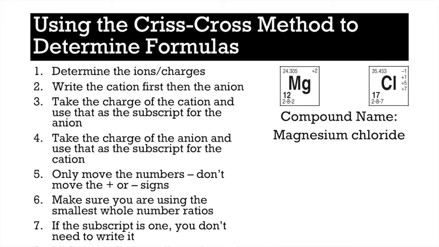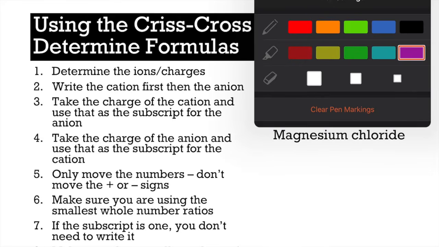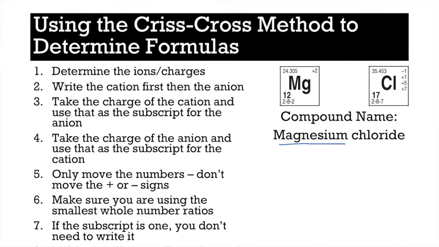So the first thing we're going to talk about is, I give you a name, you have to give me a formula. So I'll give you a whole bunch of steps, and we're going to kind of walk through it together. So step 1 is to determine the ions and the charges. So if we give you the name, magnesium is the symbol Mg, and chloride, yes, it has an IDE ending, and we'll talk about that soon, but that is chlorine.